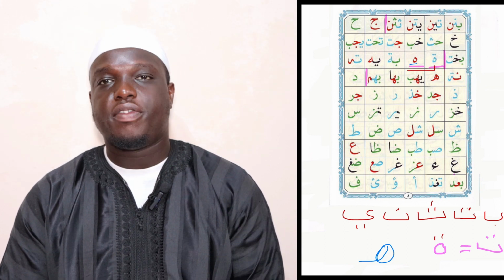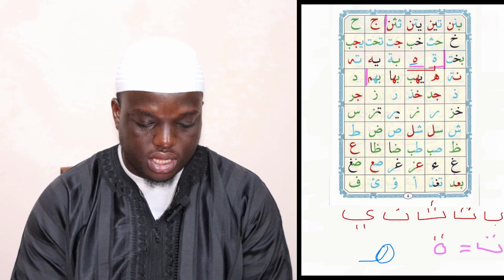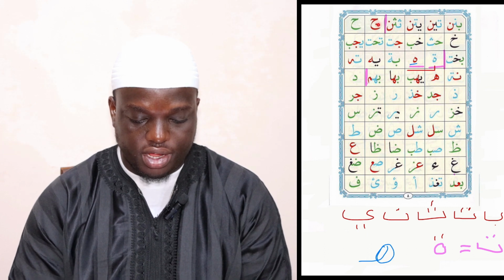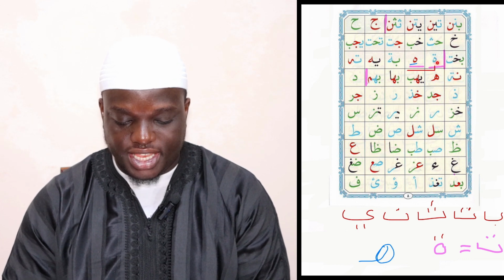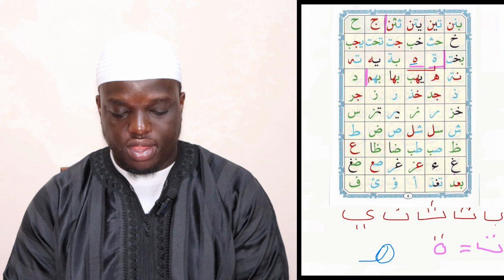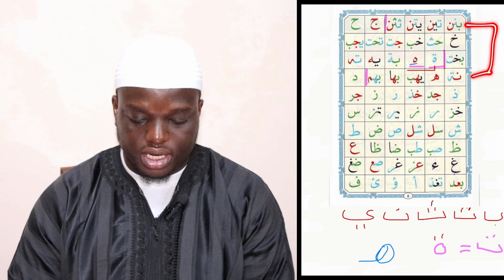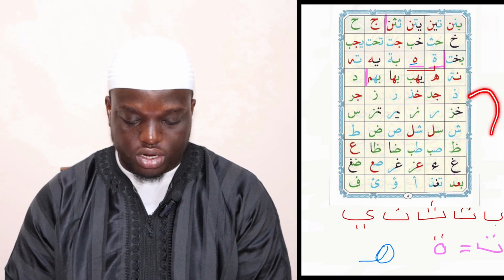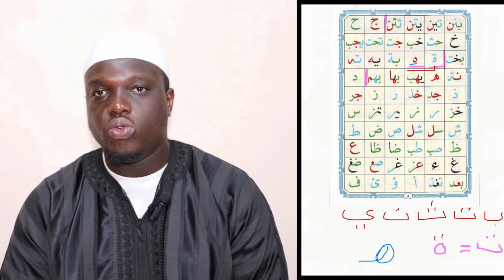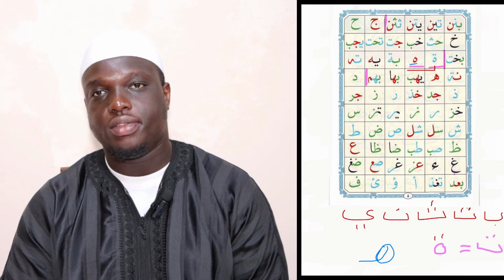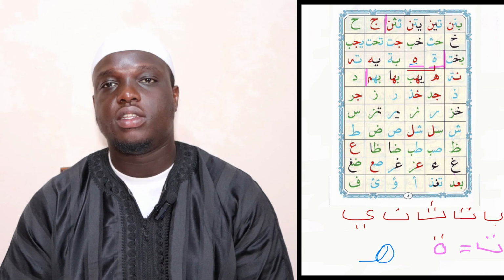In our previous lesson, we went over how the jim looks, the ha, the kha, the ta and the ha. That was our focus in our last lesson. Now the last part of lesson 2, lesson 2 part D. Now we're going to complete the rest of the lesson, bi'idhnillahi ta'ala.